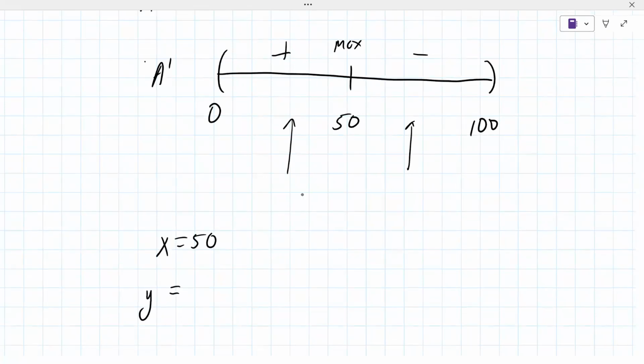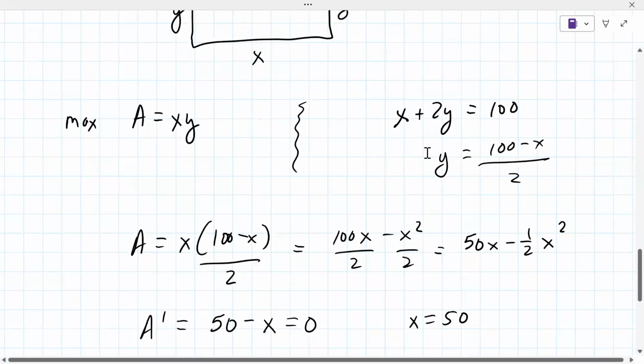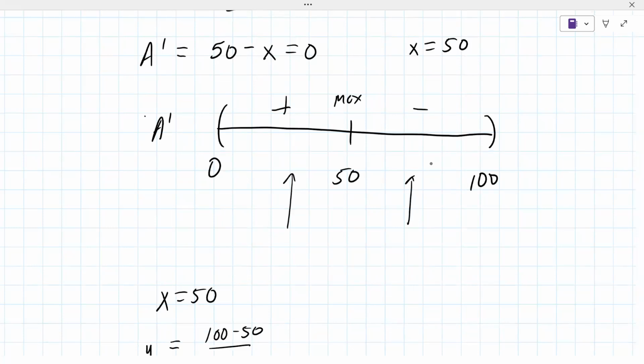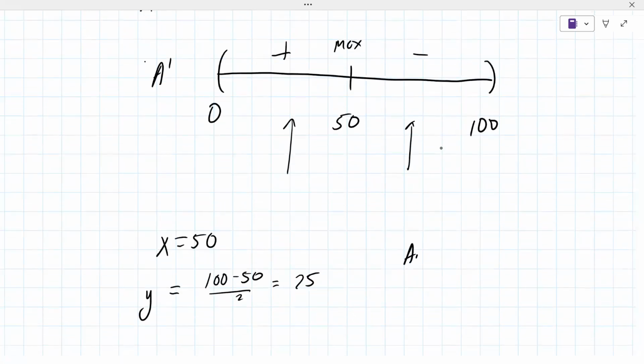Y we said was (100 minus x) over 2, which ends up being 25. And then the area is 50 times 25, which is a number I don't have available. 1250 maybe. Double check that, please.